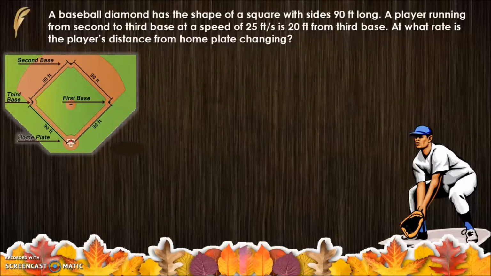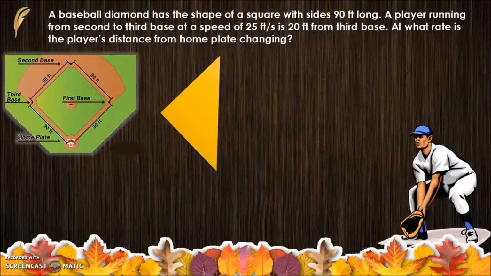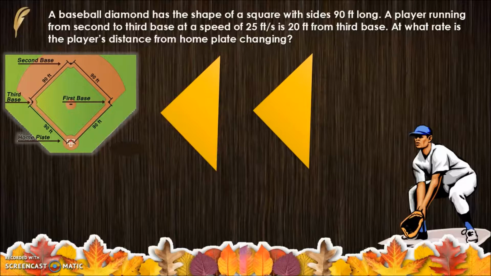So we know that this is going to create a triangle. So we're going to start by drawing two triangles. And in the first one, we're going to set up our variables. Here we're going to have H, which stands for height, B for base, and L for length. With the information they give us, we know that H is going to be equal to 20 because he is 20 feet from third base. And we know that B is going to be equal to 90 because that's the length of each side of the diamond.